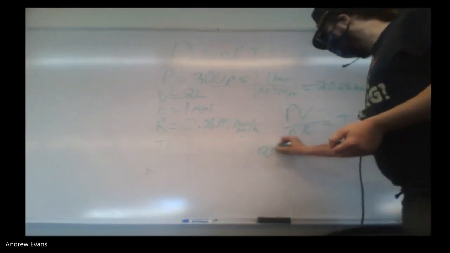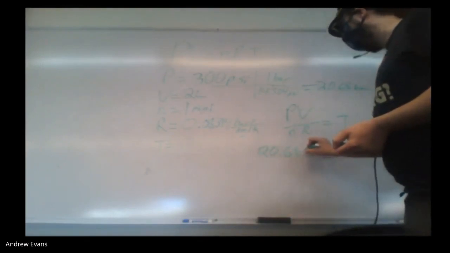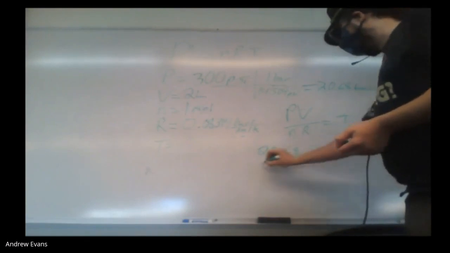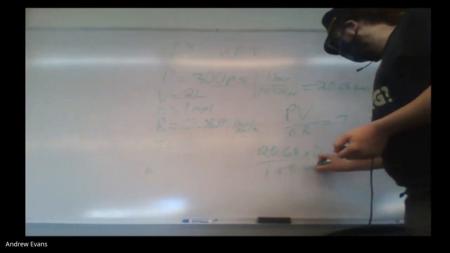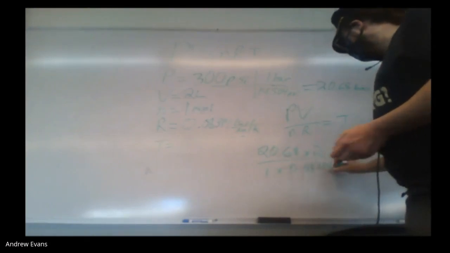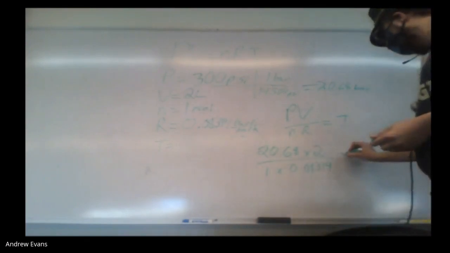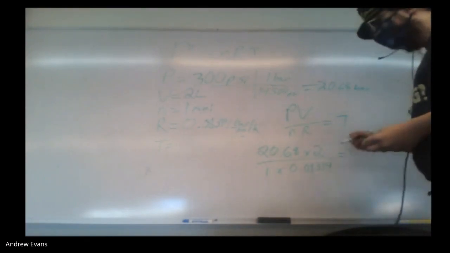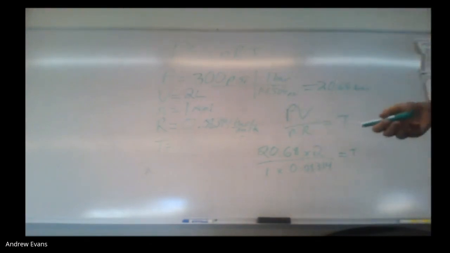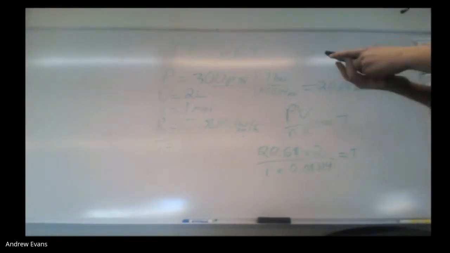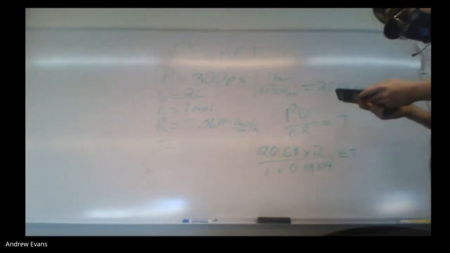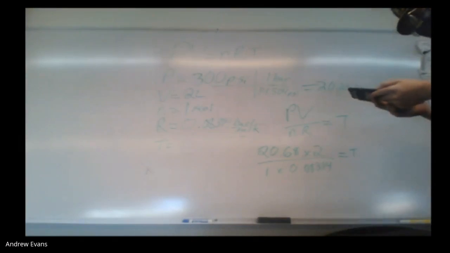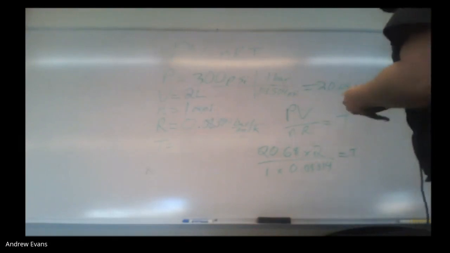So 20.68 bar times my 2 liters divided by my 1 mole divided by my R constant, 0.08314, equals temperature in Kelvin. So 6 times 2 divided by... you would get something like 497.5, 497.6 Kelvin.